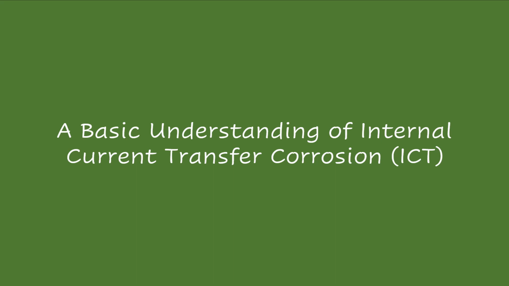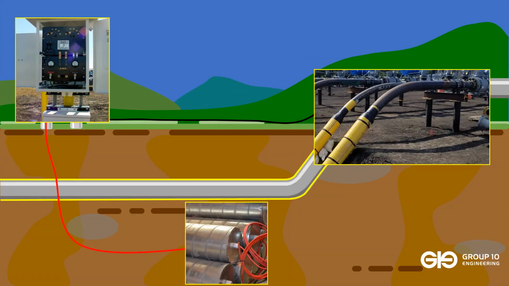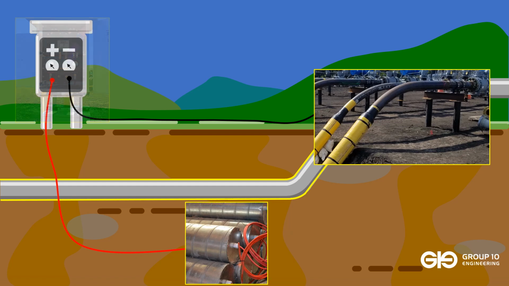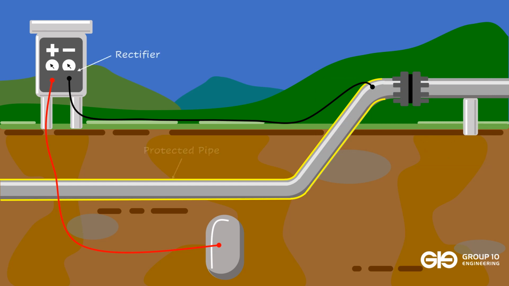A basic understanding of internal current transfer corrosion. A rectifier, buried anode bed, and protected pipeline make up a cathodic protection system. The riser brings the pipeline above ground where an insulation kit is installed, limiting the reach of the CP system to the below-ground pipeline.